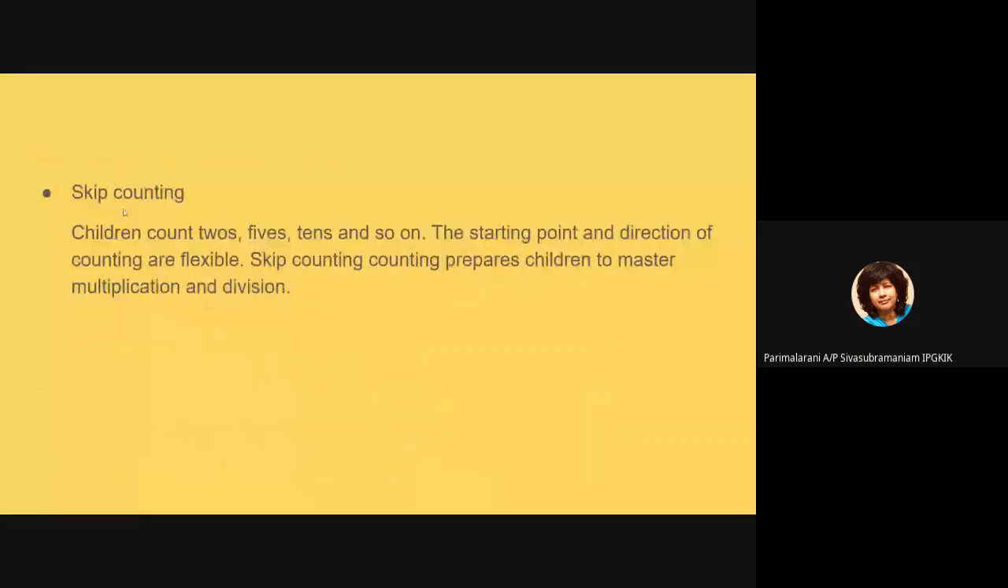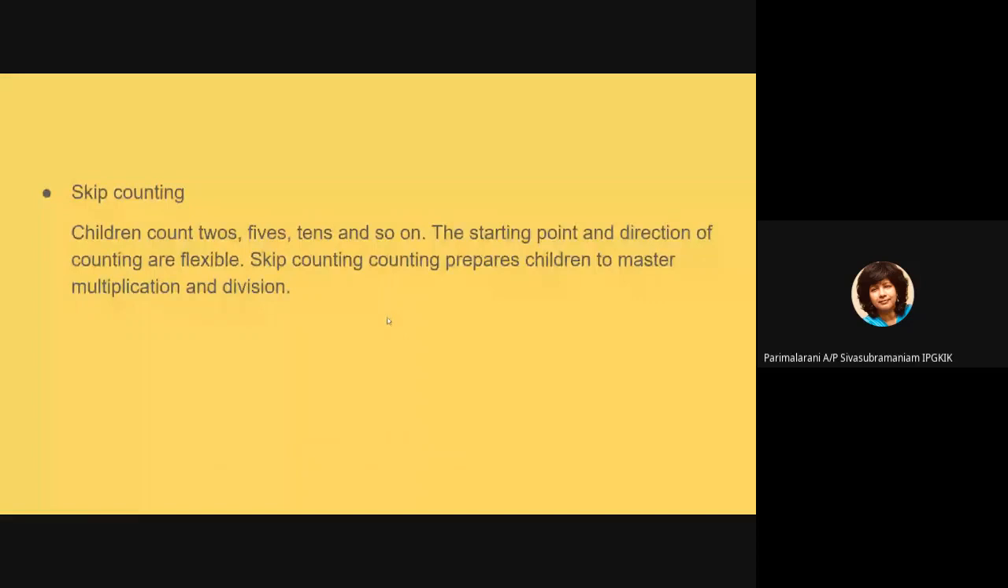Skip counting is another very important strategy. Children can count in twos, fives, tens, and so on. The starting point and direction of counting are flexible. You can count forward or you can count backward. Skip counting prepares children for multiplication and division. So counting on prepares children for addition. Counting back prepares children for subtraction. Skip counting prepares children for multiplication and division.